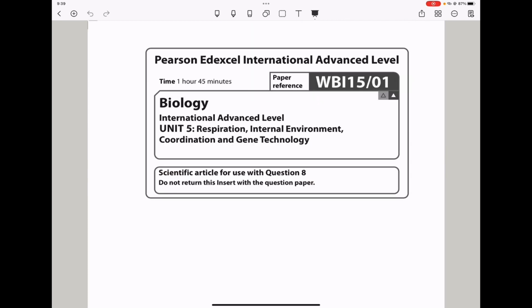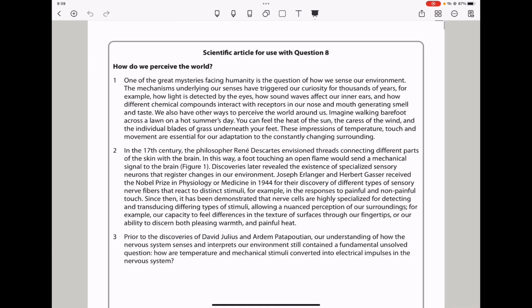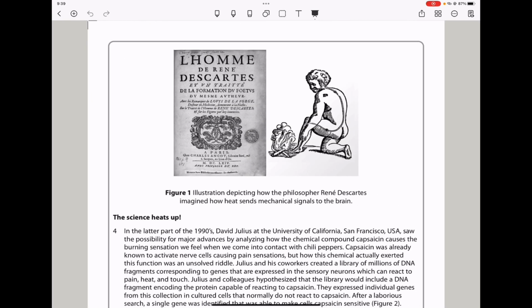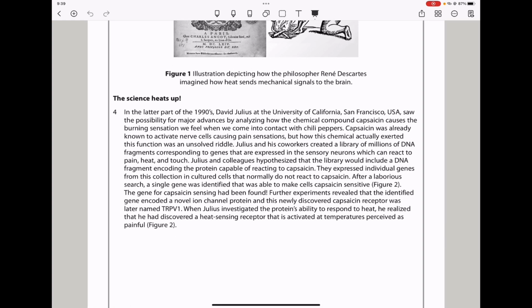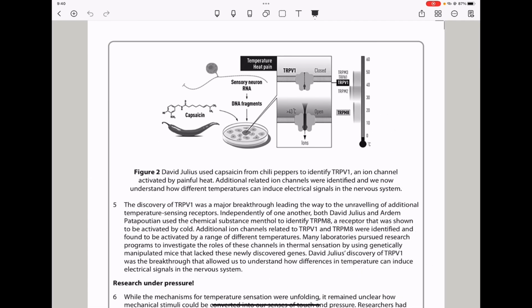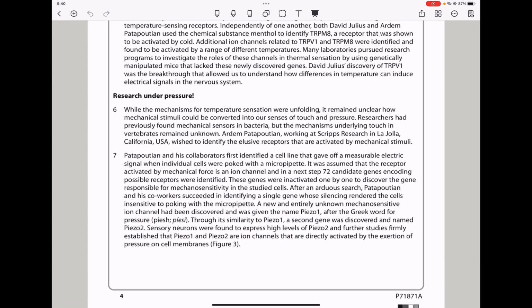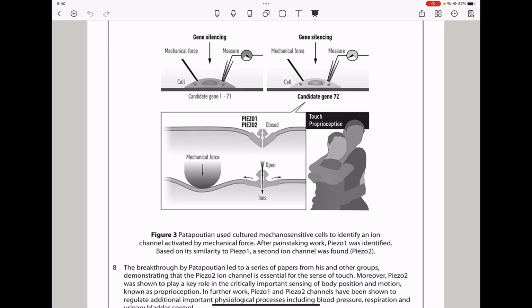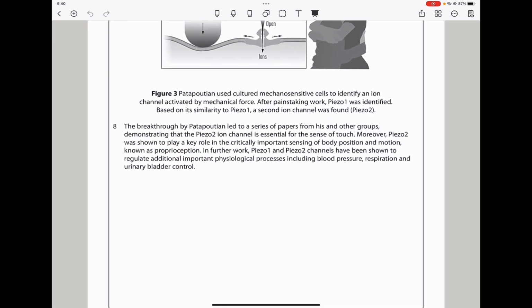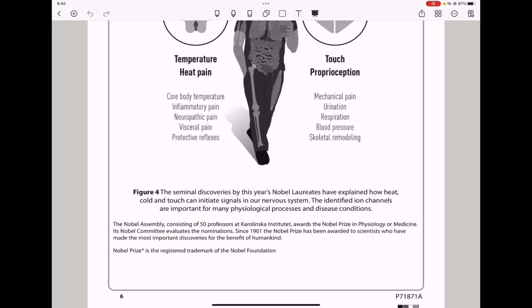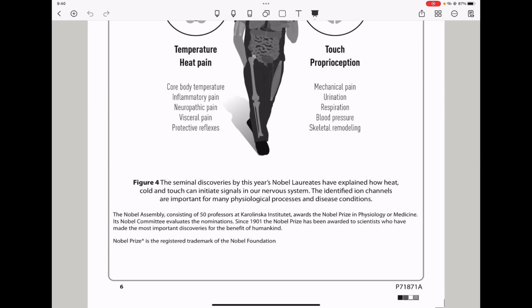To answer question 8, I want us to first look at the scientific article. So this is the article. If you look back in other files, I went through this article, so you can look through it. I'm just going to show you how it is, and then we can begin to answer the questions. We can see this was about nerve impulses and the generation of impulses. Channels and so on. Receptors. And that is the end of the article. So let's go to the questions of question 8.